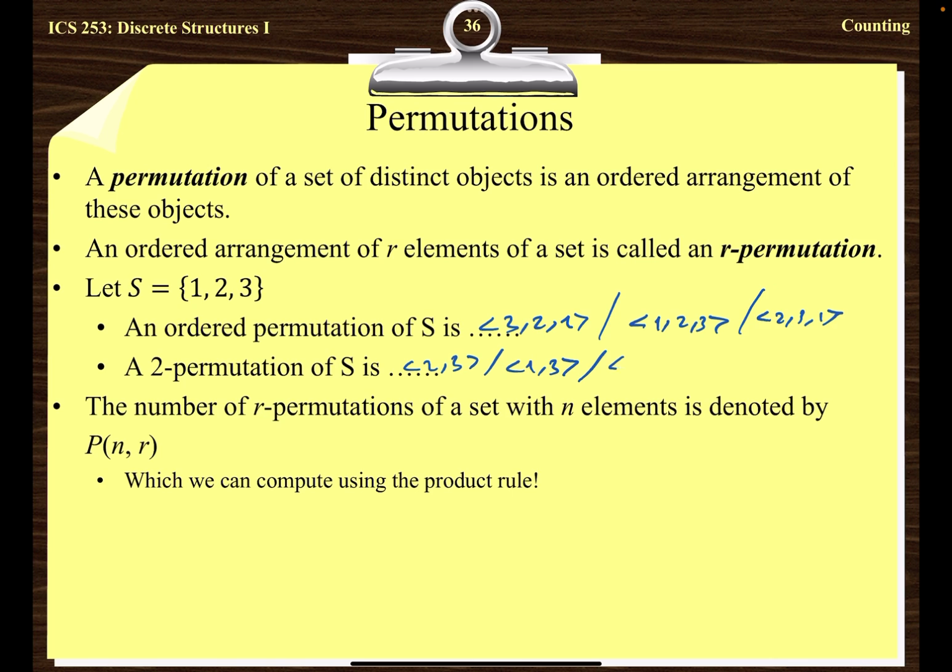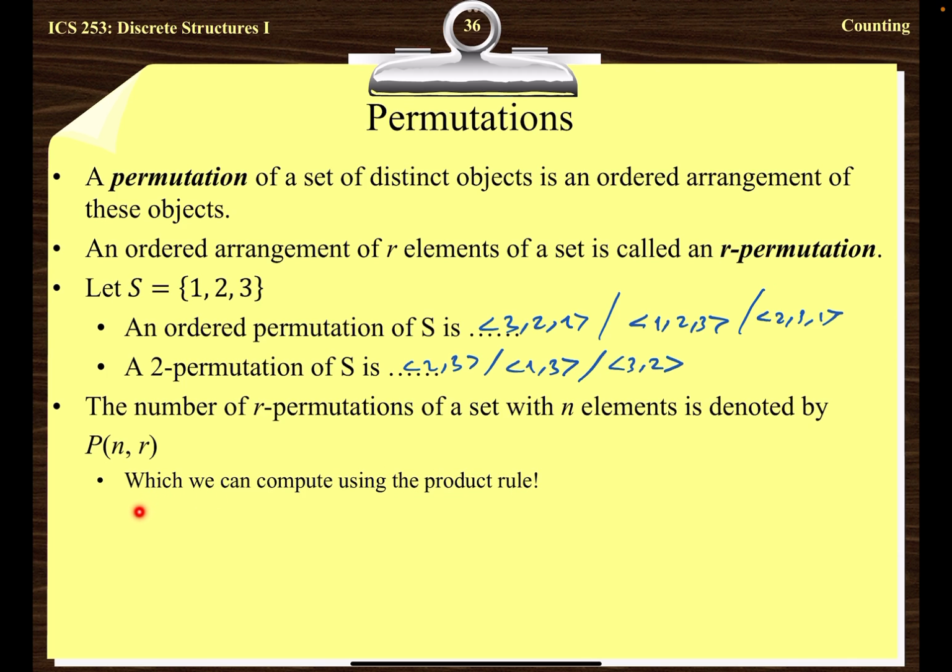3, 2. All these are 2 permutations. So now the question is, how can we find the number of r permutations from a set with n elements? The number of r permutations of a set with n elements is usually denoted by P(n, r). Now, let's see how we can compute it using the product rule.